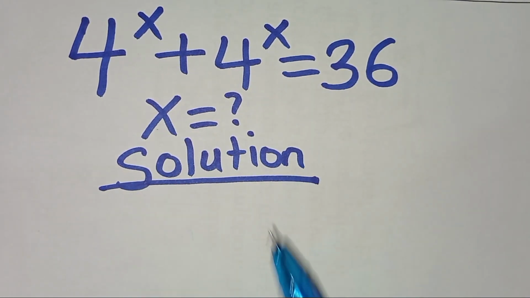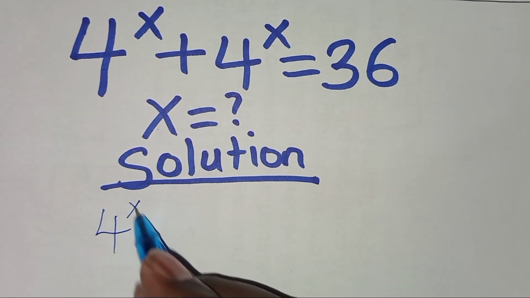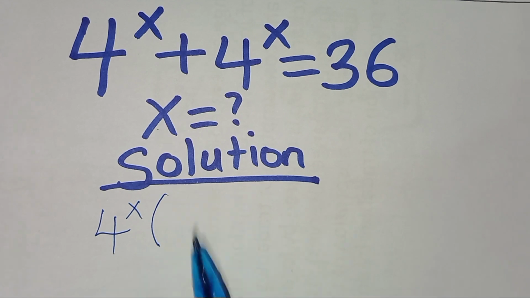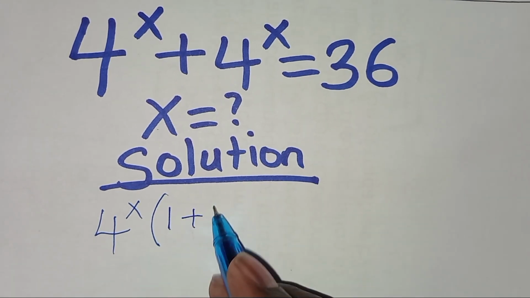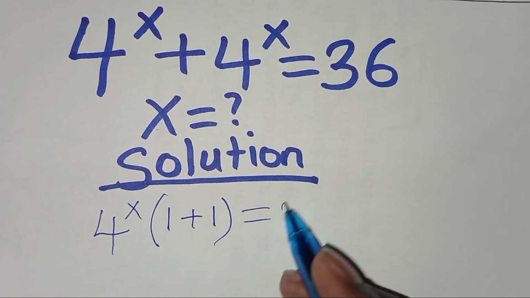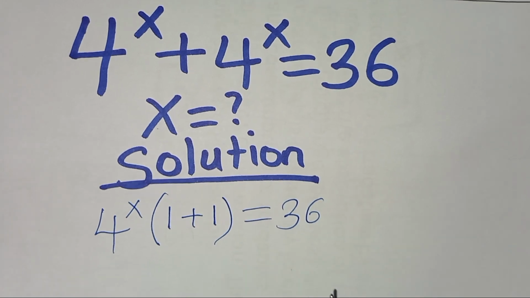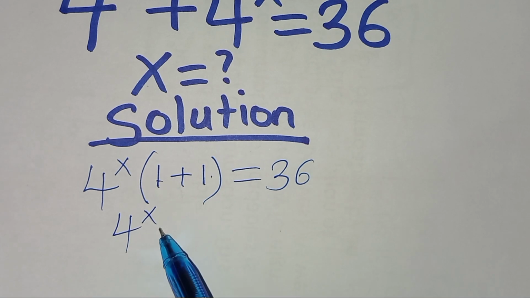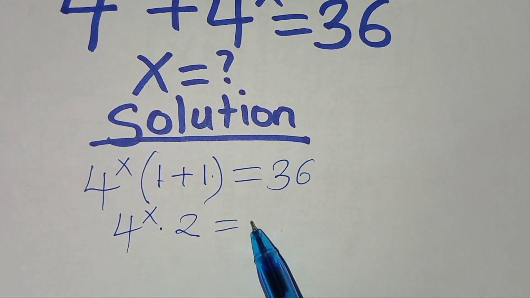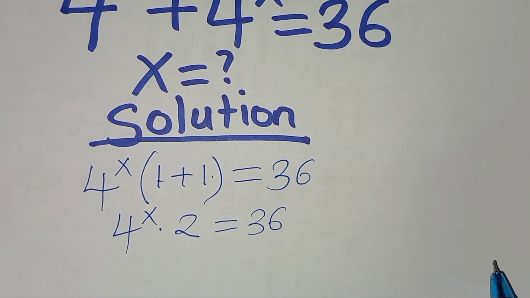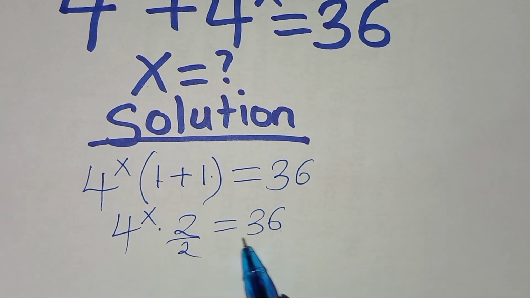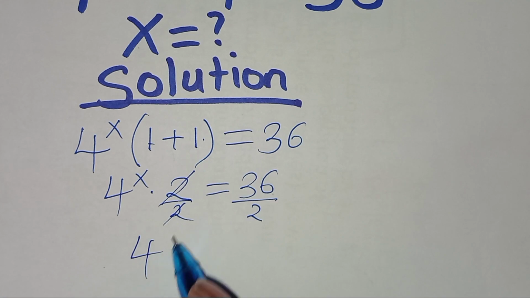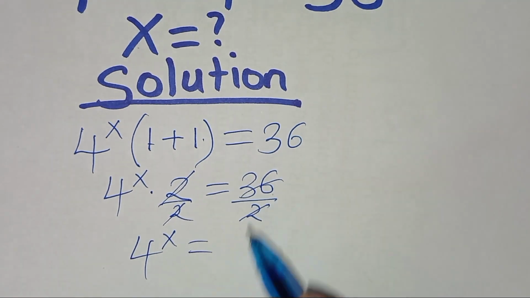Now solution here, we have that 4 to power x here is common, so we factor out 4 to power x. So here we'll have 1 plus 1, this is equal to 36. Now here we'll have 4 to power x, this is 1 plus 1, which is basically equal to 2. This is equal to 36. So let's divide both sides by 2. So that now we'll have 4 to power x. This is equal to 18.